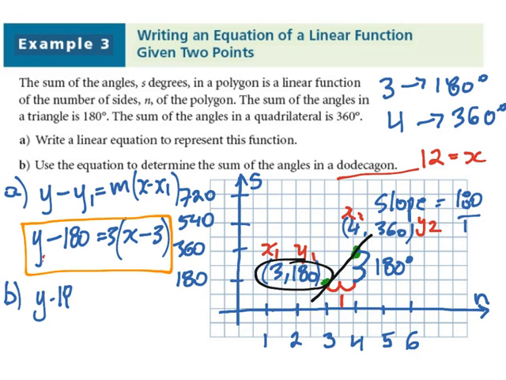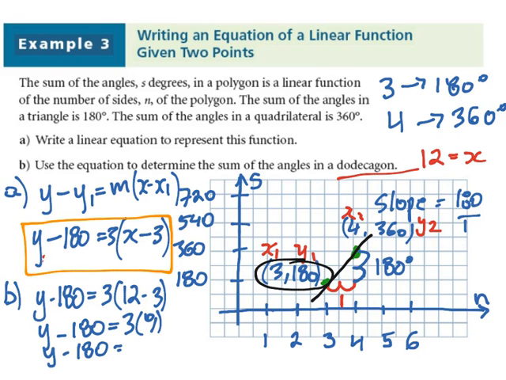So we get 3 times bracket 12 minus 3, which is 12 minus 3 is 9, so it's y minus 180 is equal to 3 times 9 is 27. Then we add 180 to both sides. We found a little mistake. Now recall that the slope of the equation is 180. We found this. The slope is 180, not 3.